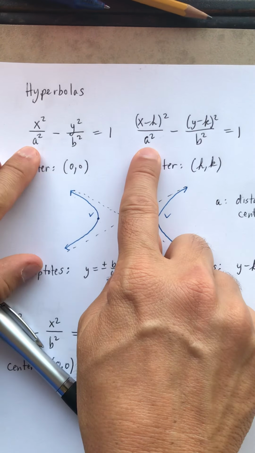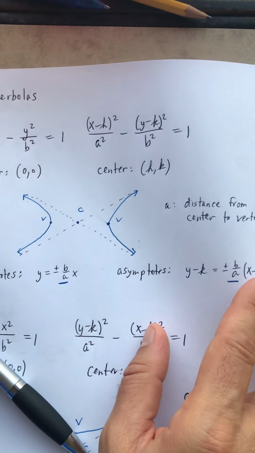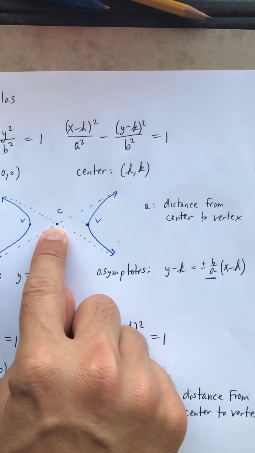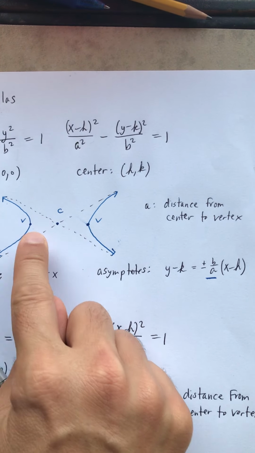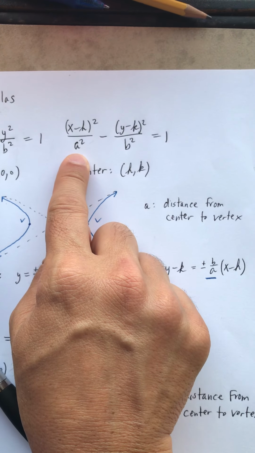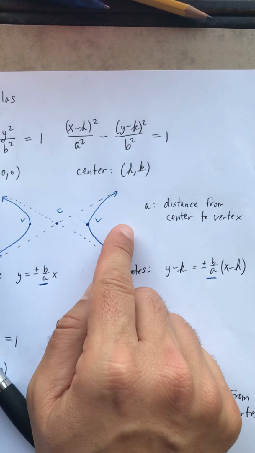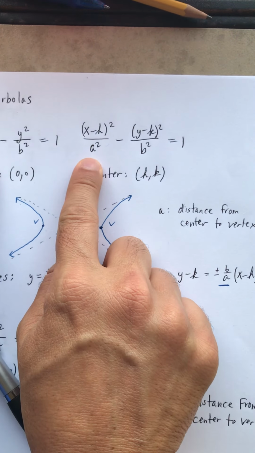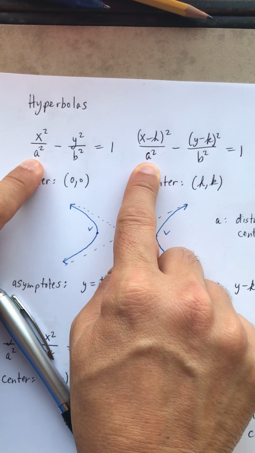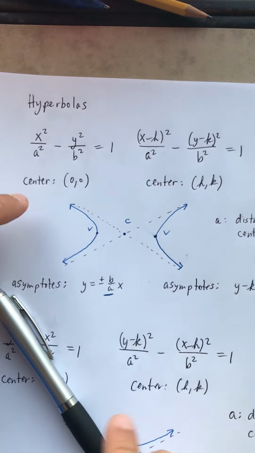This a, just like in an ellipse, is the distance from the center to the vertex. So from here to here or from here to here is a distance of a units. Now in ellipses, a was always the larger number. That's not the case here. Here, a is always under the first fraction. So a squared is under the first fraction, so the square root of a squared would be a.